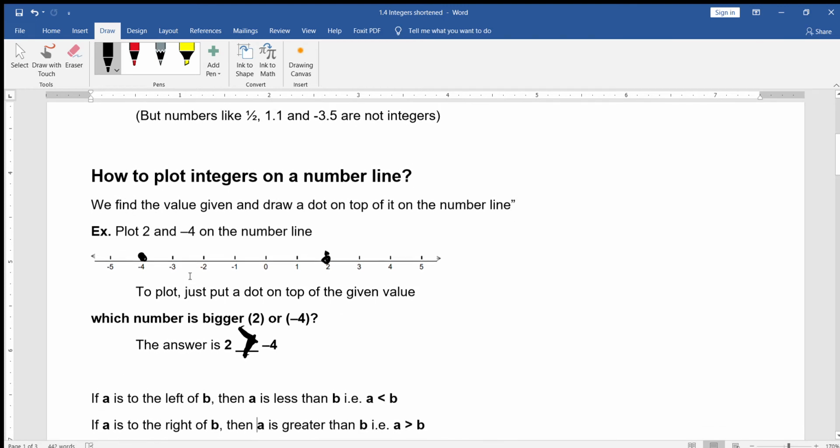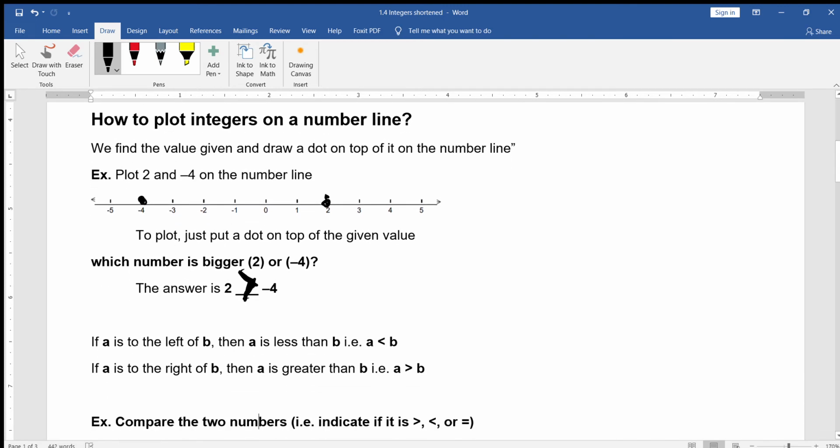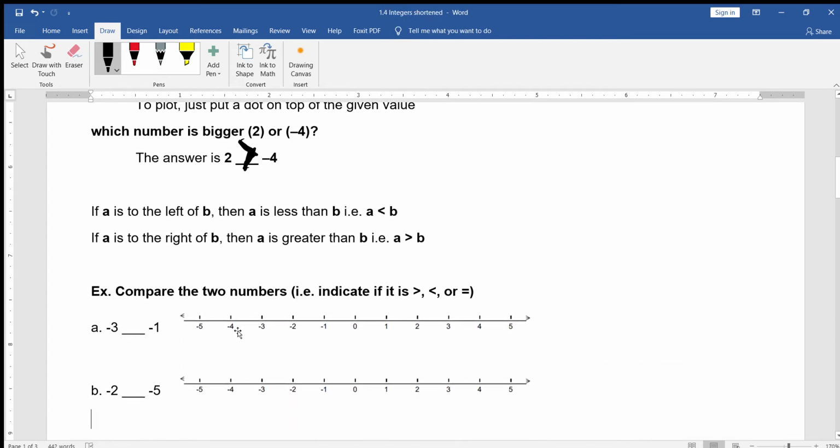So here's a quick recap. If A is to the left of B, that means A is less than B. Shown right here, A is less than B. If A is to the right of B, then A is greater than B. In this case, A is 2. So we're going to look for this one: 2 is to the right of -4. That means A is greater than B. So we draw the symbol. Pretty straightforward.